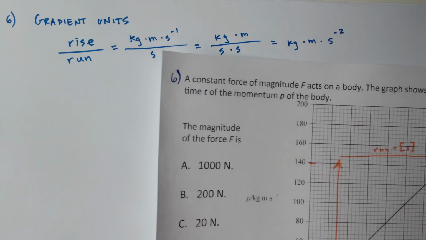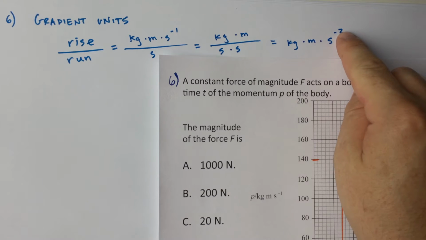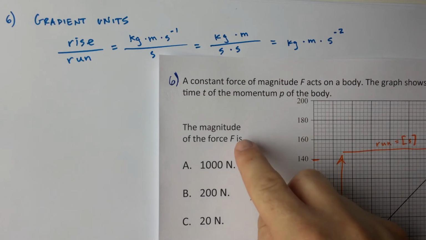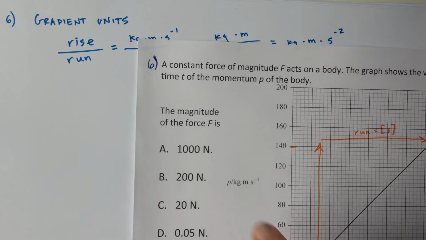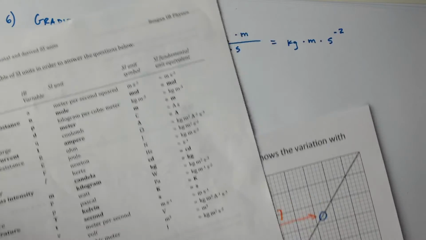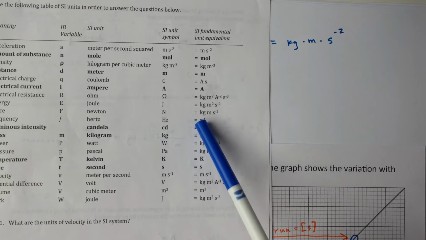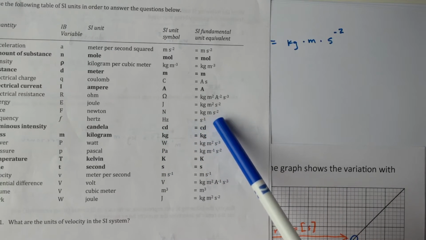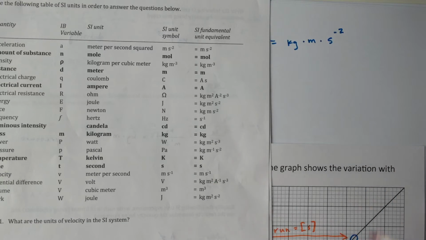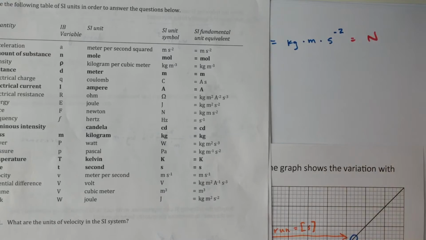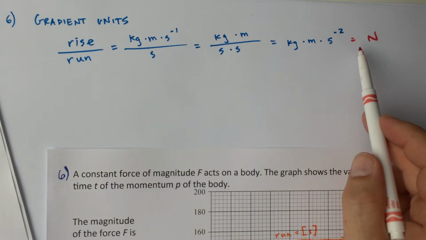Is that unit, kilogram meter times seconds to the -2, a unit of force? And in order to answer that, we have to figure out what these units are. The Newton, what is that equal to? So let's take a look at the Newton. A Newton is a kilogram meter per second squared. This is a Newton. And so the gradient does give us a force.